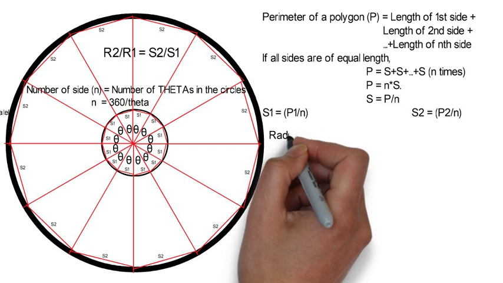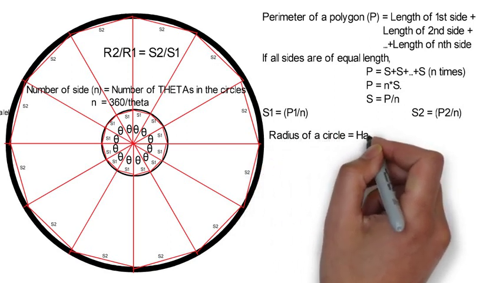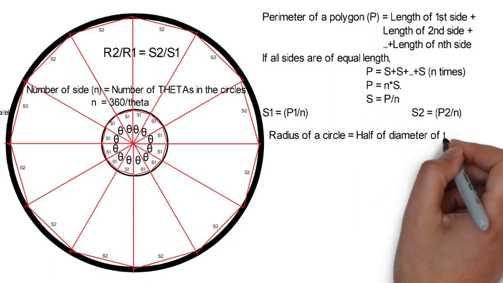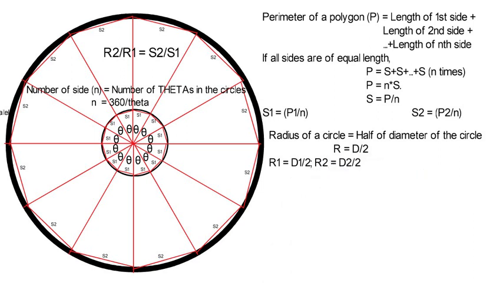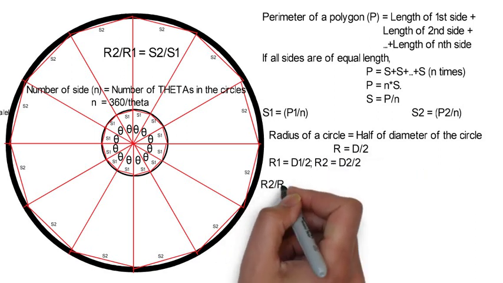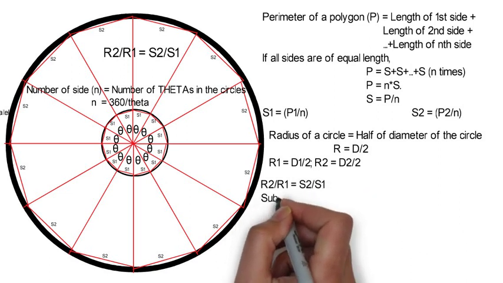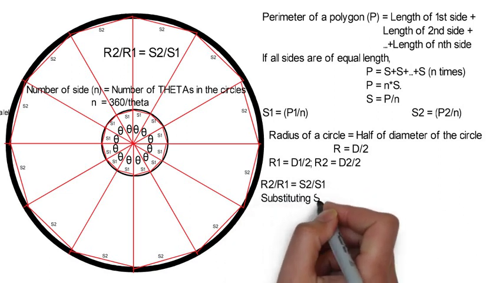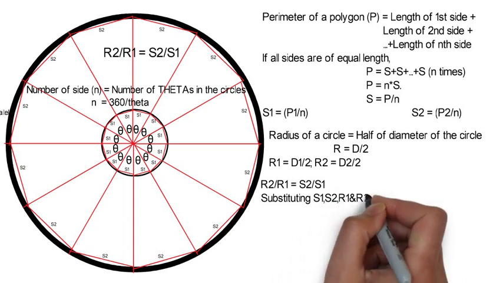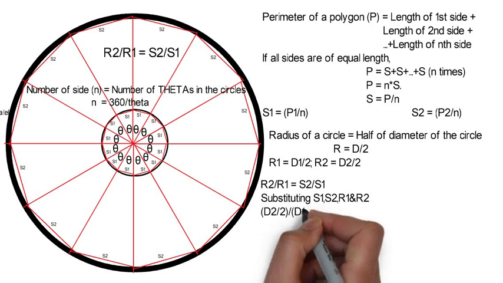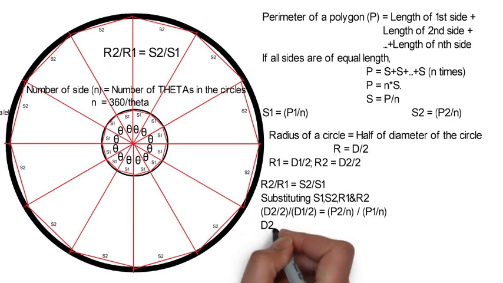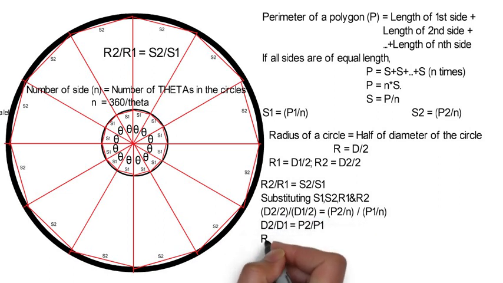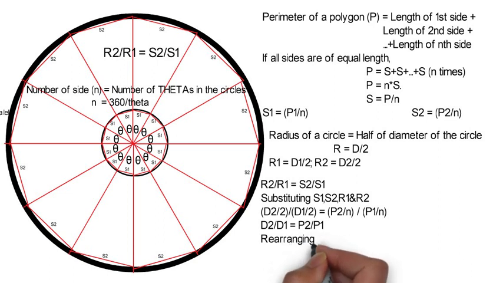We also know that the radius of a circle is half of its diameter, that is R equal to D by 2. So, R1 equal to D1 by 2, R2 equal to D2 by 2. We derived earlier that R2 by R1 is equal to S2 by S1. If we substitute S1, S2, R1 and R2 in that equation, then D2 by 2 divided by D1 by 2 is equal to P2 by n divided by P1 by n. That is, D2 by D1 is equal to P2 by P1. Rearranging it, we get P1 by D1 is equal to P2 by D2.